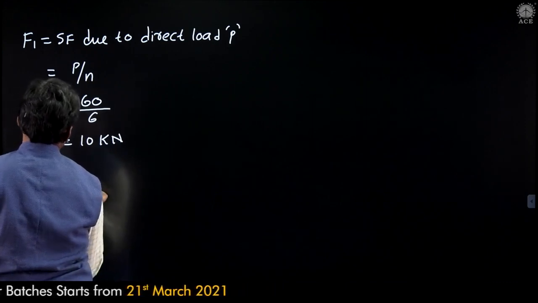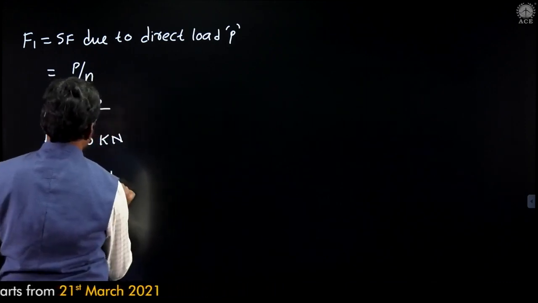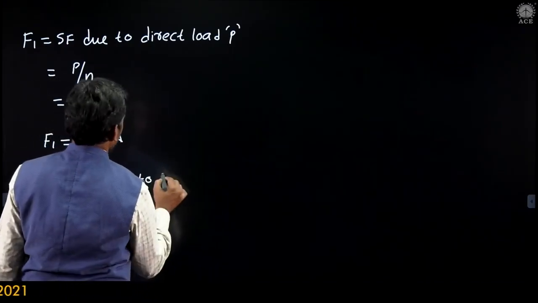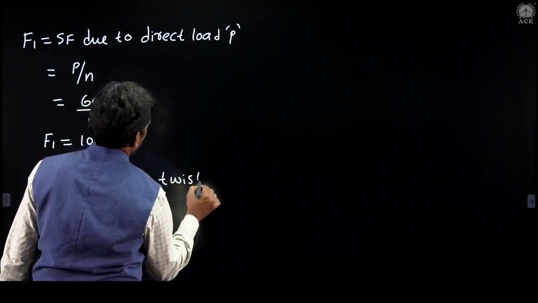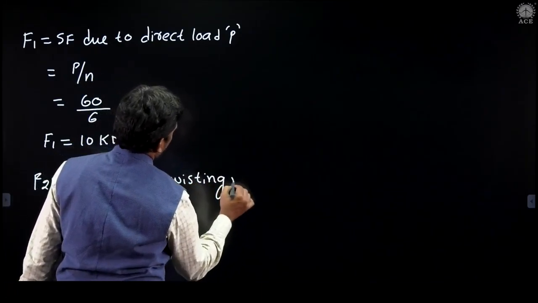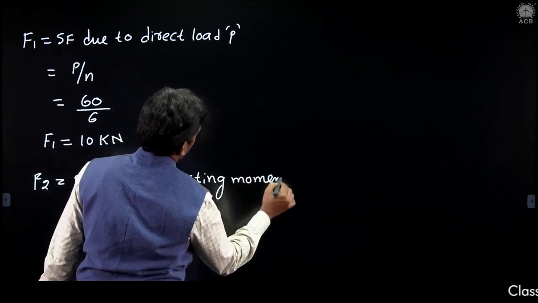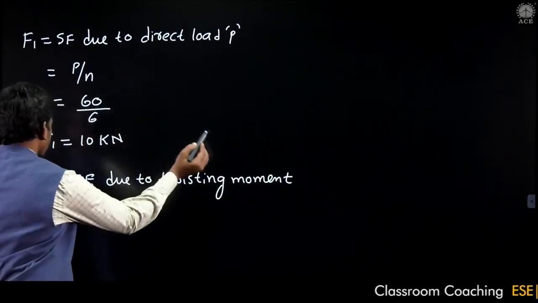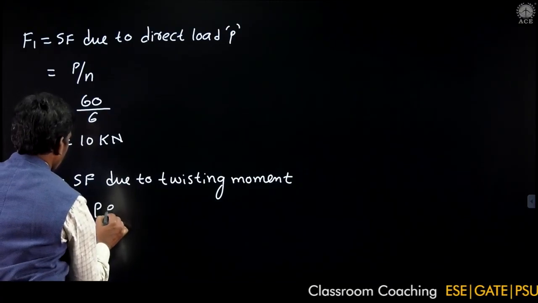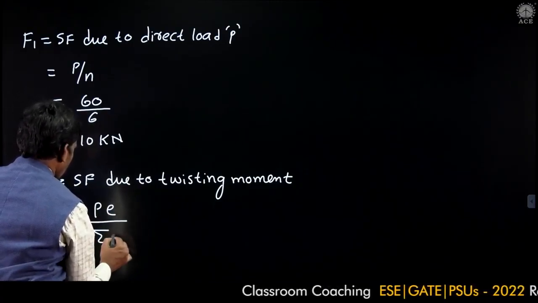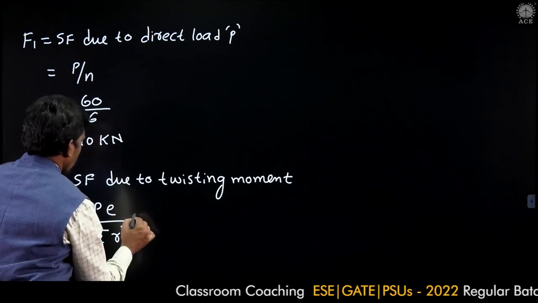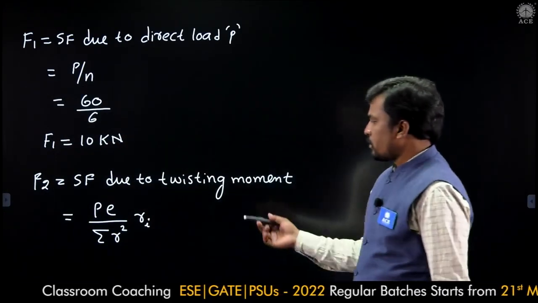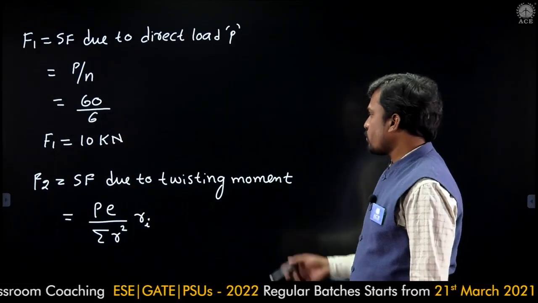What is F2? Shear force due to twisting moment, right? So what is this formula? P E by summation of R square into Ri. Okay, this is the formula, right, to find the shear force due to twisting moment.